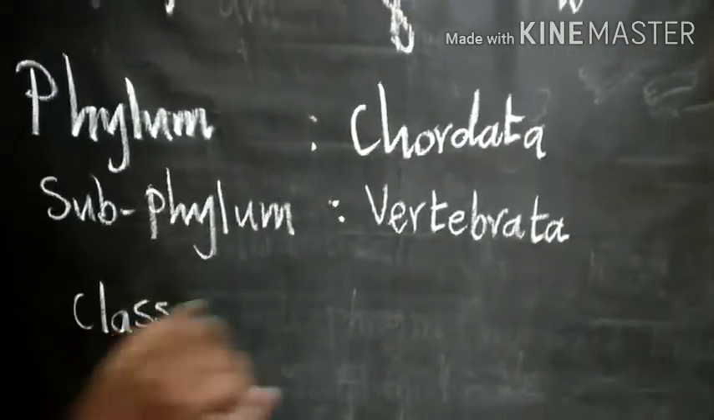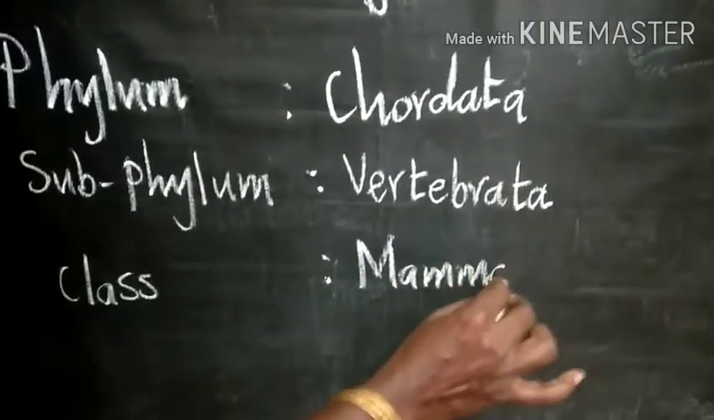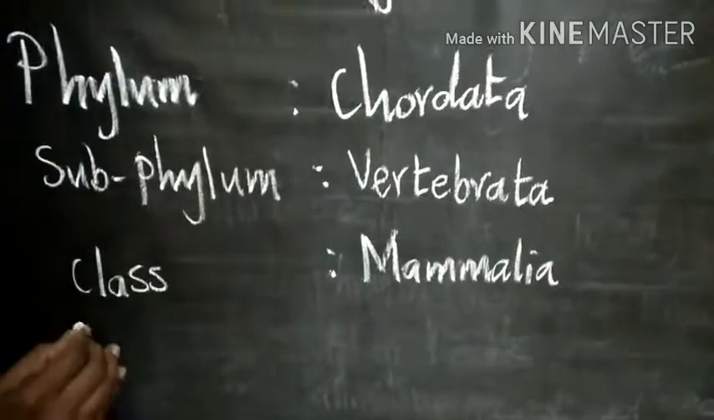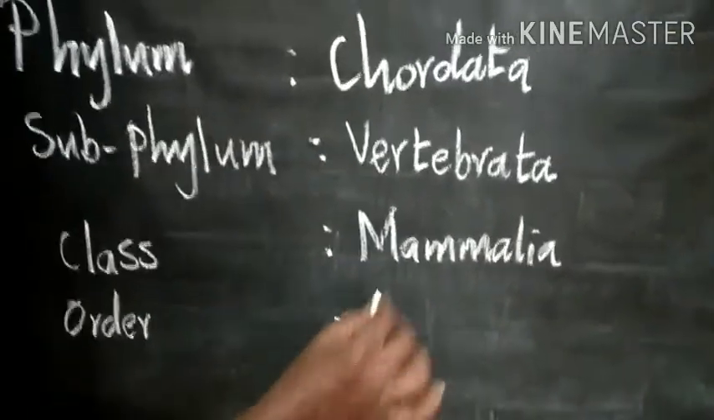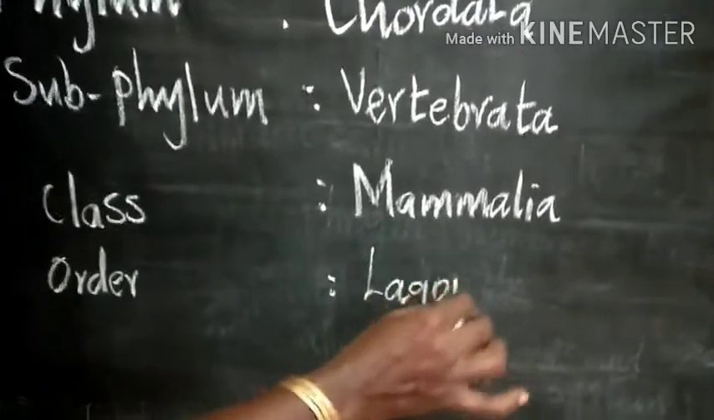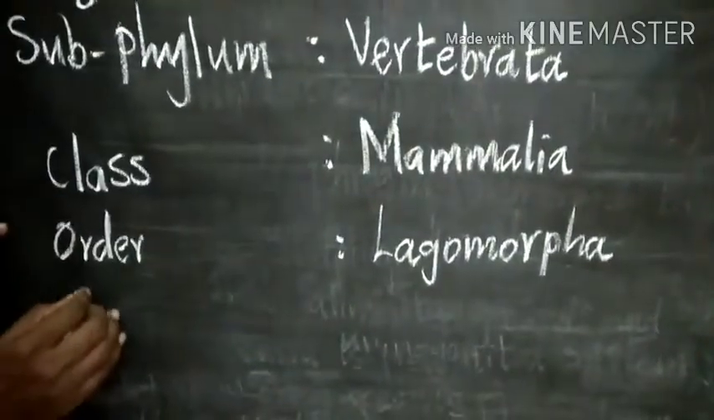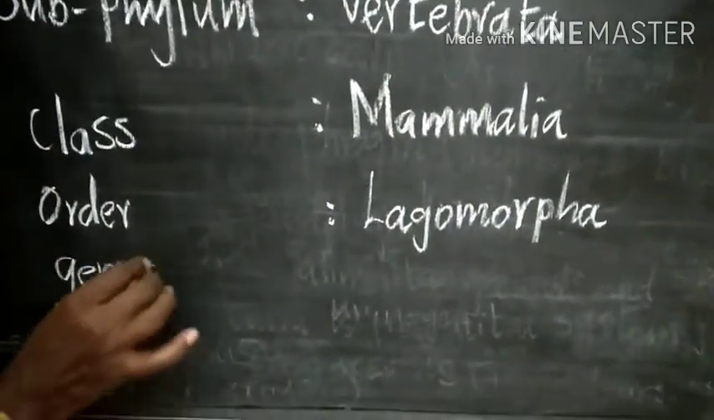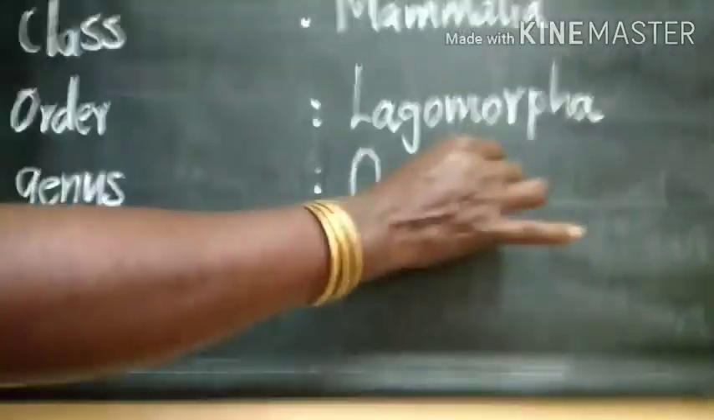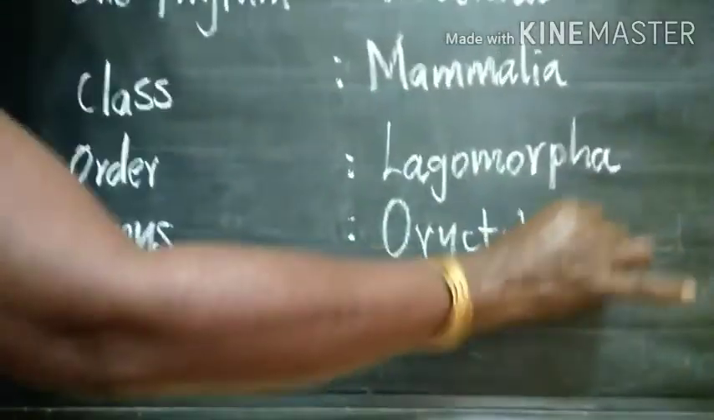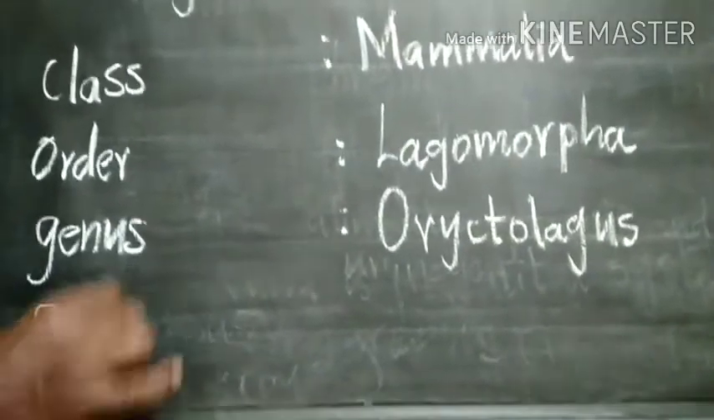Class Mammalia. Order Lagomorpha. Genus Oryctolagus. And species Cuniculus.